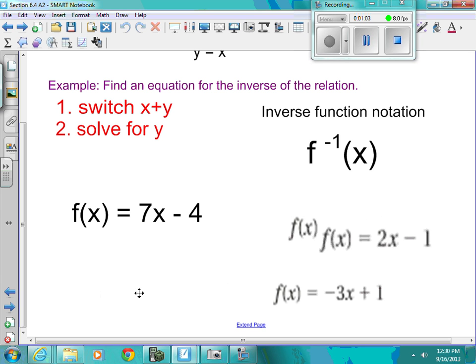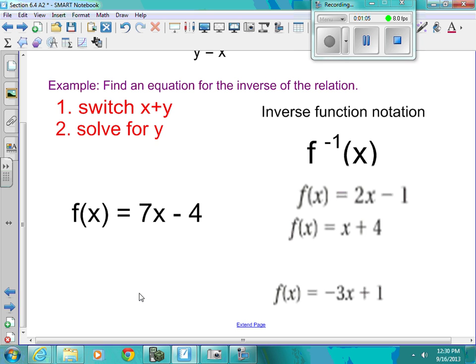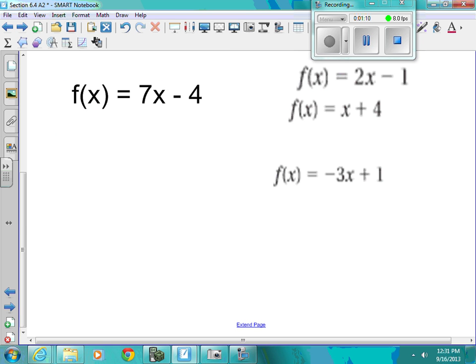And here are some extra examples. If you would like to try those on your own, you can. But what does f of x really mean? f of x means y. So first off, I'm going to switch this to y equals 7x. Okay, the steps say switch x and y. So x and y are going to switch places.